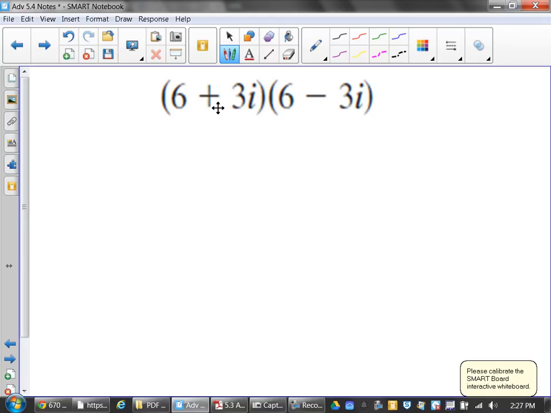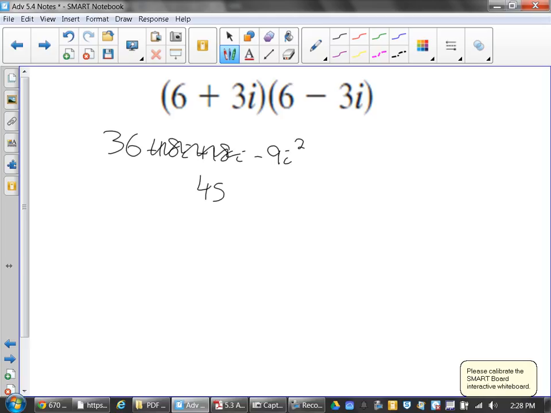I'm going to FOIL this out. I'm going to walk through why this happens. When you FOIL this out, you get 36 minus 18i plus 18i minus 9i squared. Fairly straightforward. Does everybody agree with me on that? Yes. What happens to your middle terms? They drop out. They go away. Negative 9 times i squared gets you what? 9. Good. So what's 9 plus 36? 45.